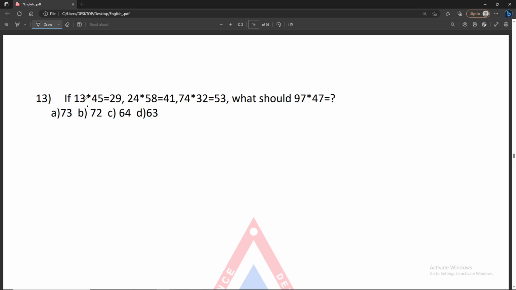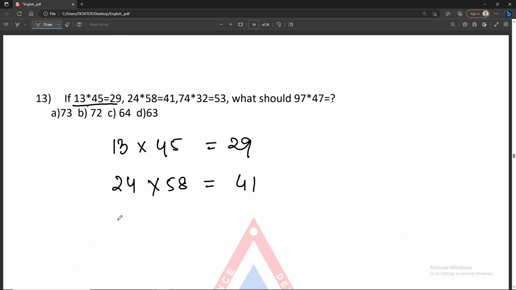It is also about some figures. So what is given? 13 multiply 45, which gives 29. 24 multiplied 58 gives 41. 74 multiplied 32 gives 53.